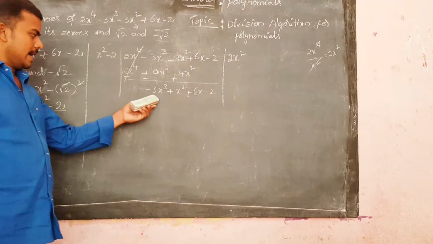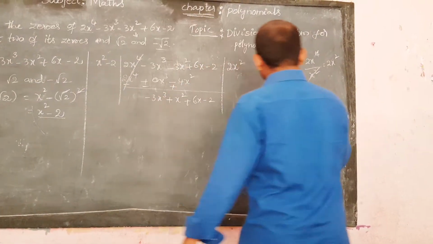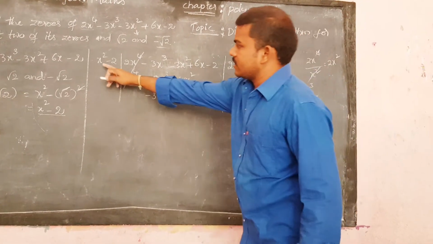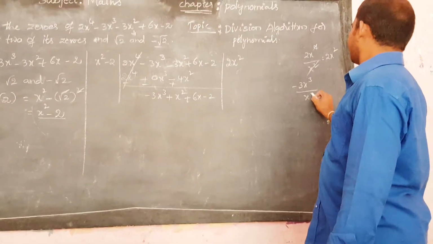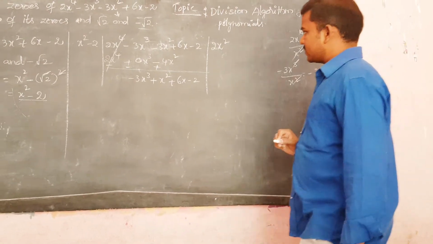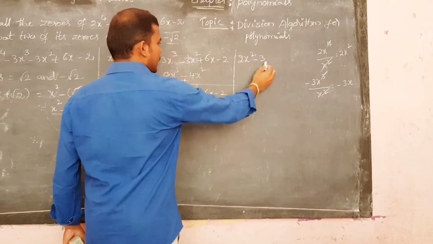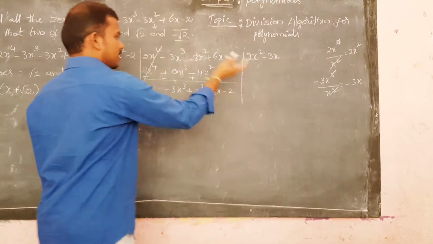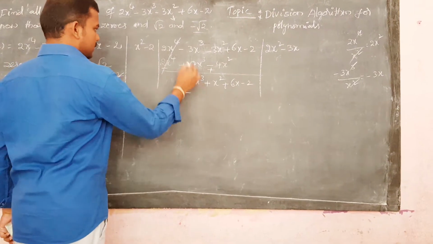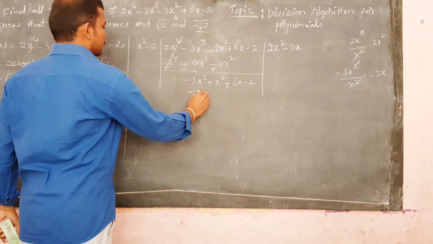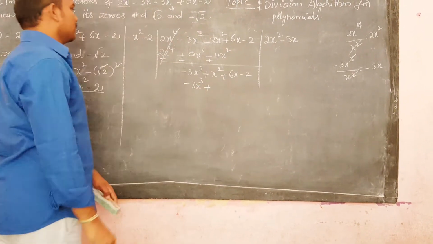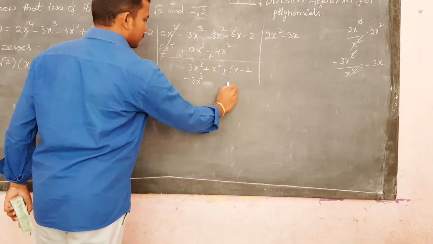Here minus 3x cube is the highest degree term. So minus 3x cube divided by x square, the highest degree term of the divisor; x square and x square get cancelled. Remaining is minus 3x, so we write it in the quotient as minus 3x. Minus 3x is multiplied by x square minus 2: minus 3x into x square is minus 3x cube, and minus into minus gives plus 6x.